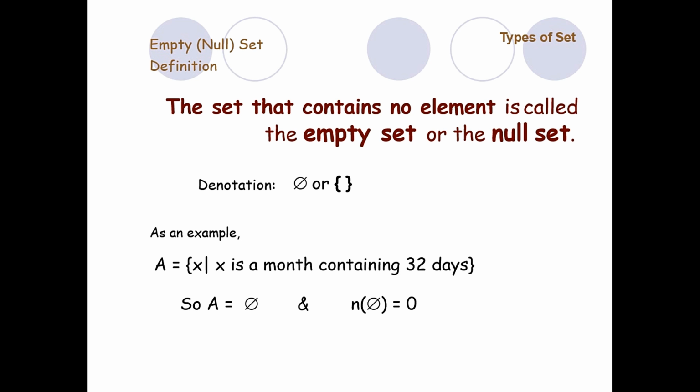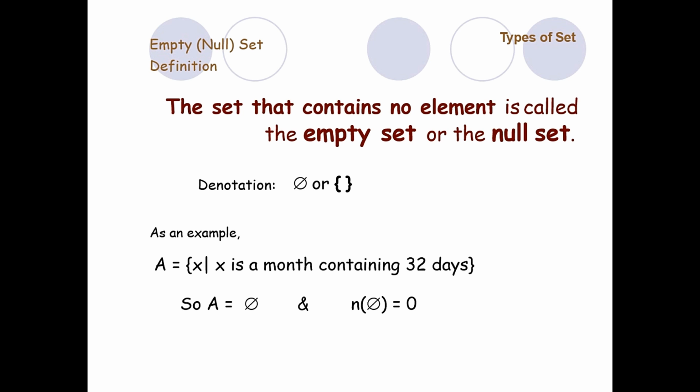Alright. So more emphasis of this empty set or null set is this example. Set A is all X such that X is a month containing 32 days. So as we all know, in our calendar, there are no months in the year that contain 32 days. So therefore, we will not have any elements for this given set.